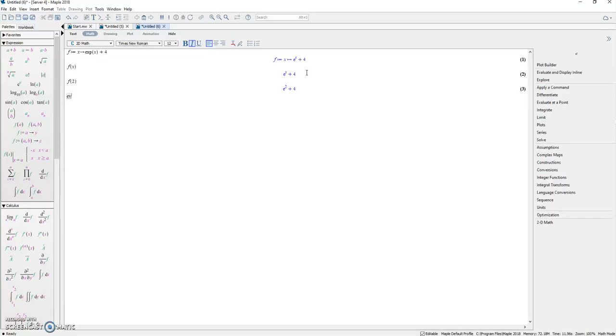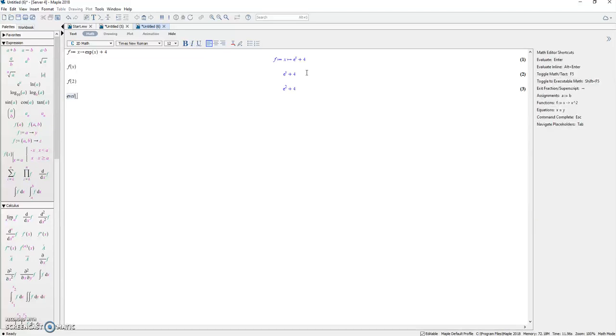You can also evaluate a function with a command line. You can type eval for evaluate, followed by a parentheses, the name of your function, f of x in this case, comma, and then x equals, and then the value you want x to equal in this evaluation, 2 in this case. Close the parentheses and hit enter. You should get the same value.